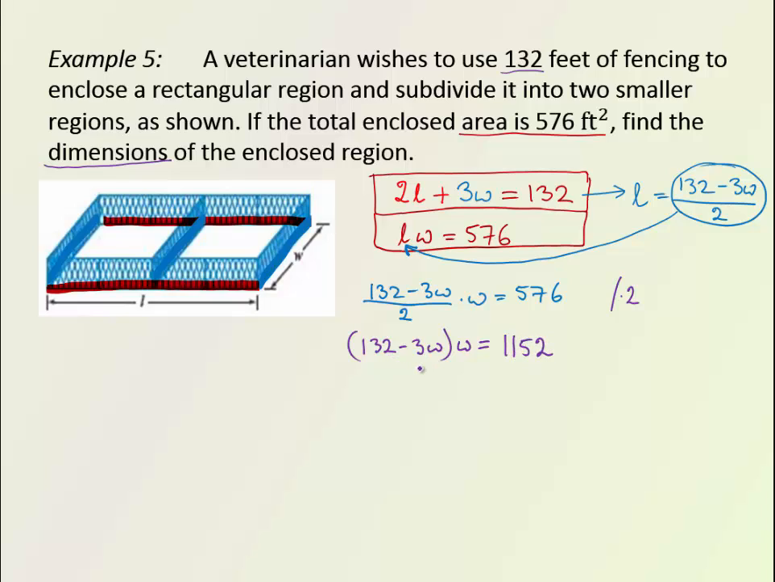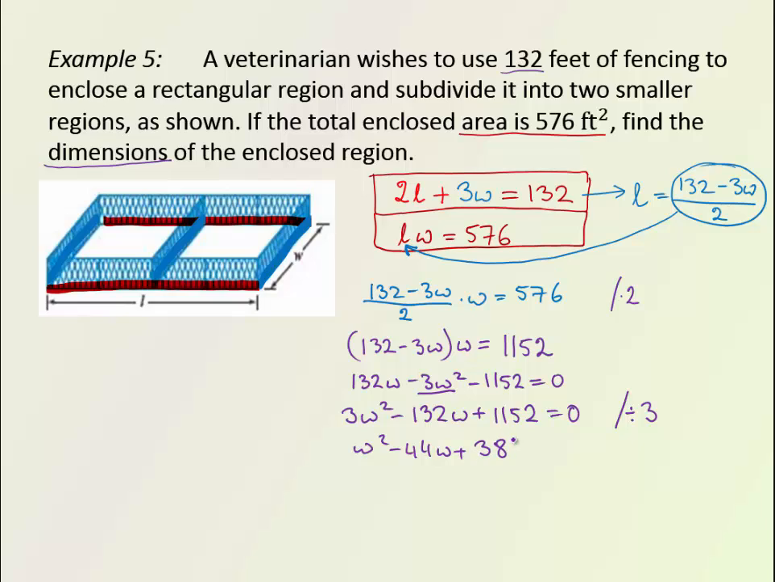1152. And finally, open the bracket and arrange in order starting with the positive sign. So we'll have 132W minus 3W squared minus 1152 equals 0. And I will start with the square term and change the sign. So we can write 3W squared minus 132W plus 1152 equals 0. Now when I look at all the coefficients, it turns out that all of them are divisible by 3. So to simplify our calculations, let's divide this equation again by 3, leaving us with W squared minus 44W plus 384 equals 0.